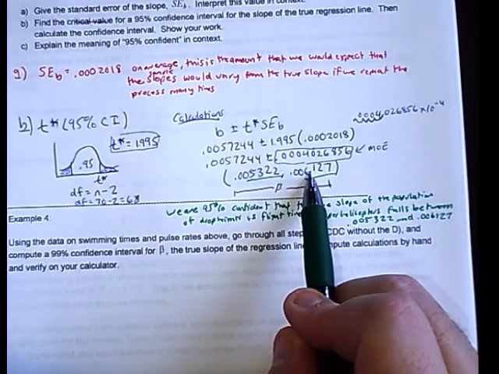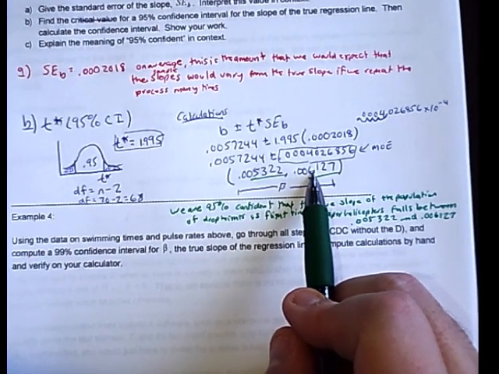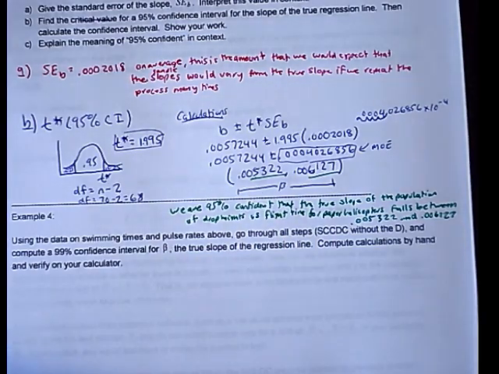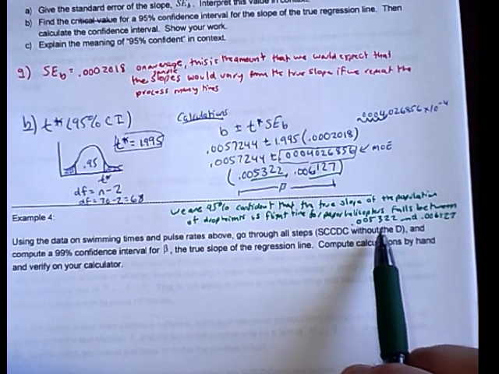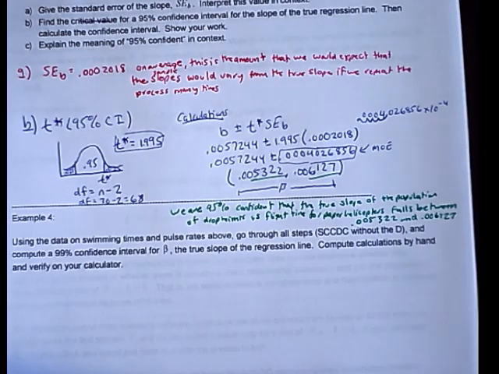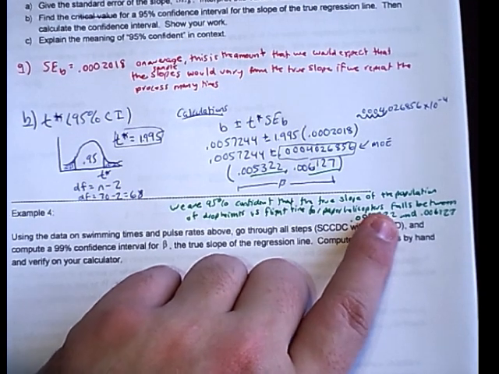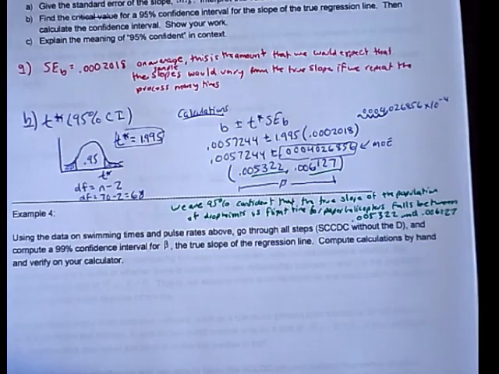This interval is completely positive. It doesn't switch from negative to positive. So you could conclude that there is some sort of positive relationship between flight times and how high they were dropped from. Or you could even interpret that slope in your conclusion. You could say that I'm 95% confident that for every 1 unit or 1 centimeter more that I add to drop height, the flight time would increase somewhere between this many and this many seconds.